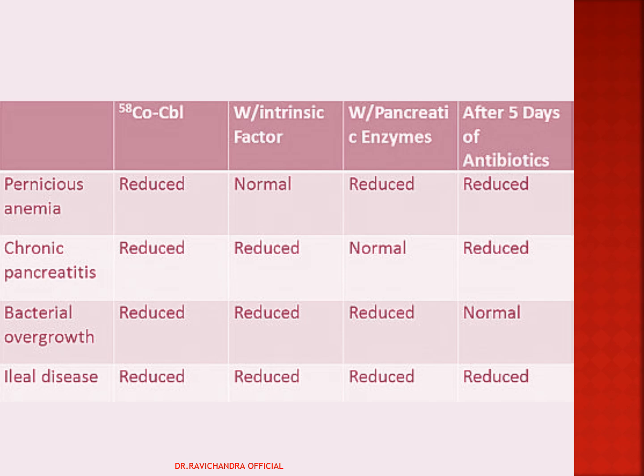In this way, the Schilling test is useful to differentiate various causes that are causing the B12 deficiency. Whether it is because of pernicious anemia or chronic pancreatitis or bacterial overgrowth or ileal disease can be detected with the help of the Schilling test.